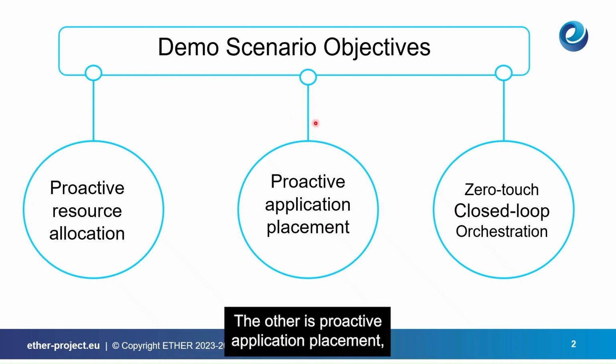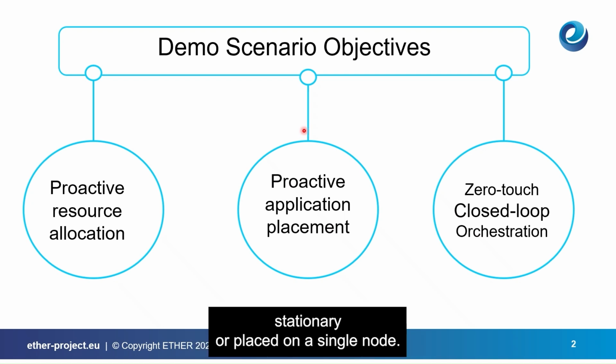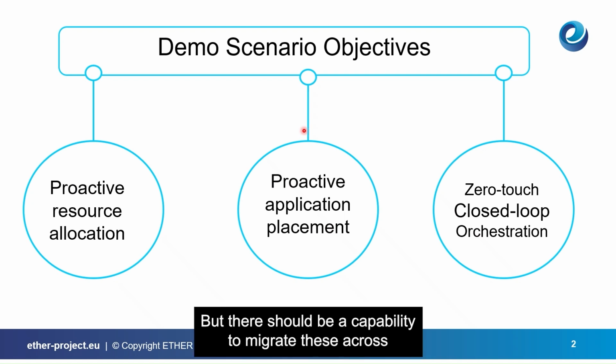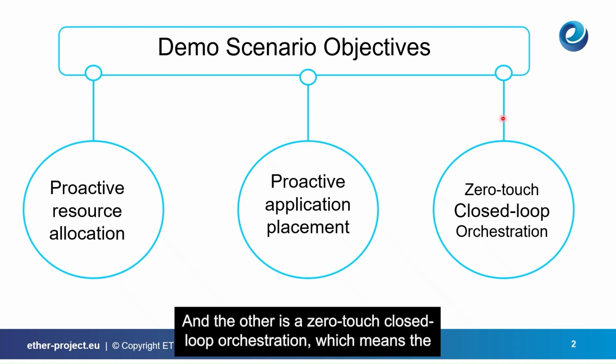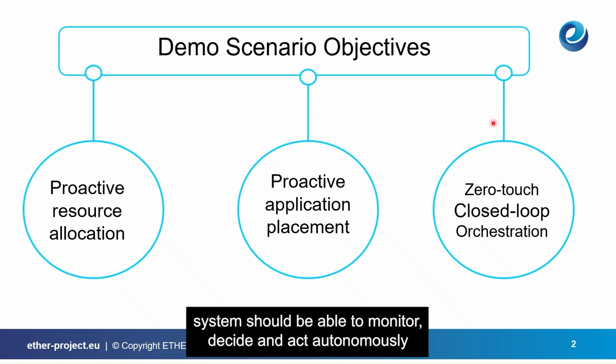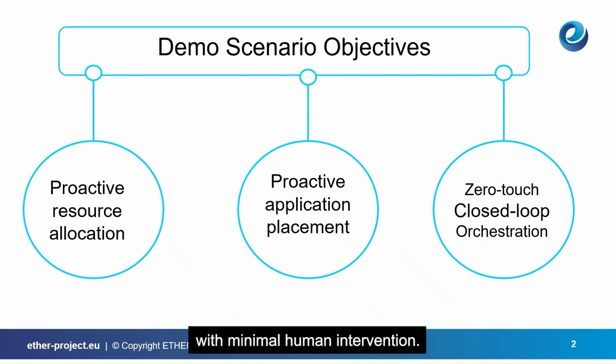The other is proactive application placement, which means the application is not stationarily placed on a single node, but there should be a capability to migrate it across different nodes depending on where the situation is more conducive. And the other is a zero-touch closed-loop orchestration, which means the system should be able to monitor, decide, and act autonomously with minimal human intervention.